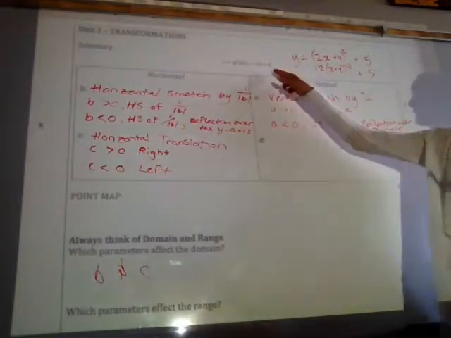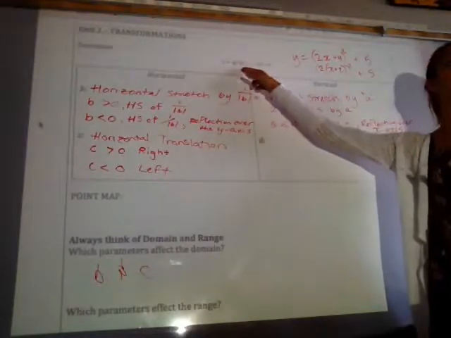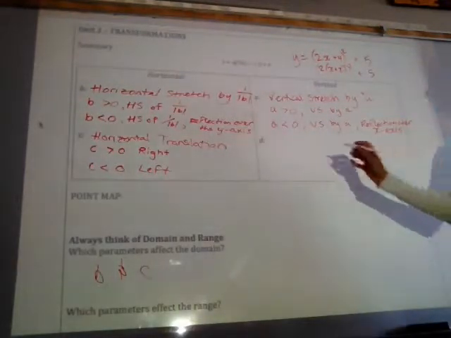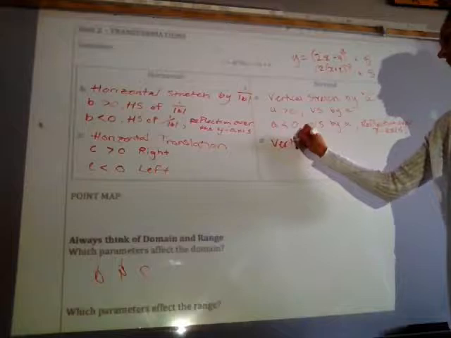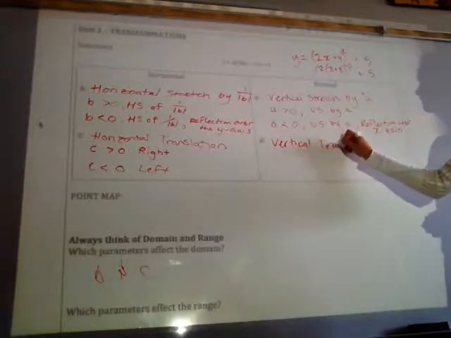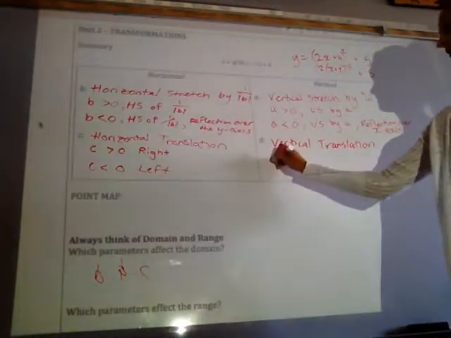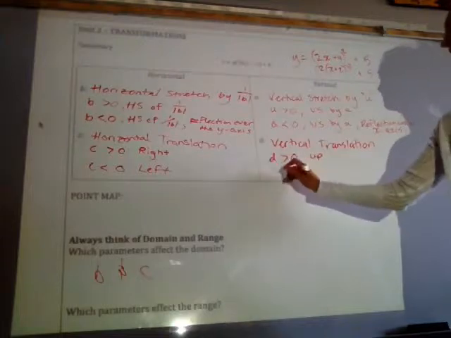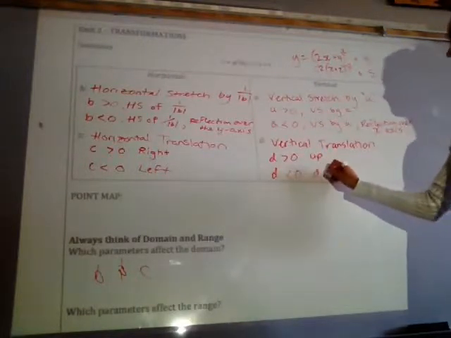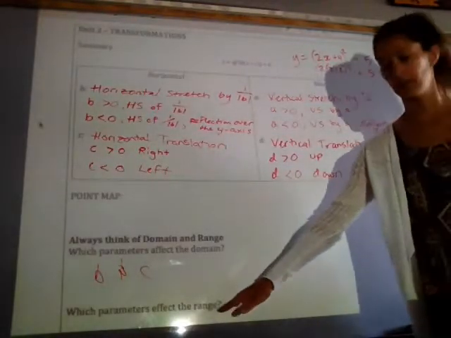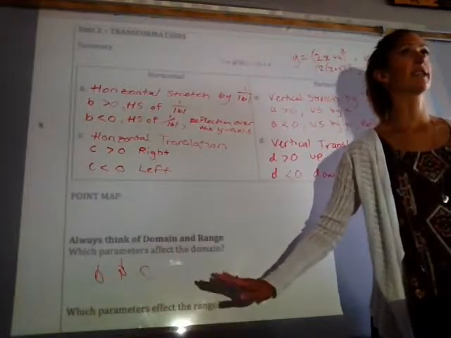Parameter D, it's always outside of the function as well. It's added to that function or subtracted. That's our vertical translation. Depending on whether D is positive or negative, we're going to move up or down. So if D is positive, we move up, and if D is negative, we move down. So which parameters will affect the range? That's going to be parameters A and D.